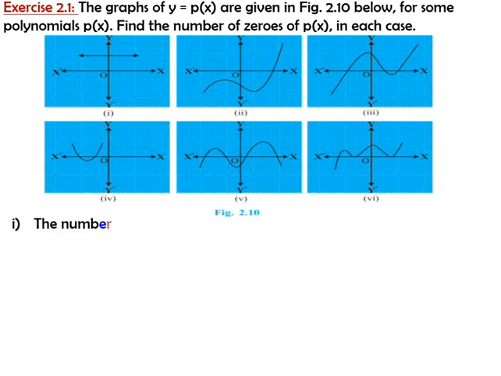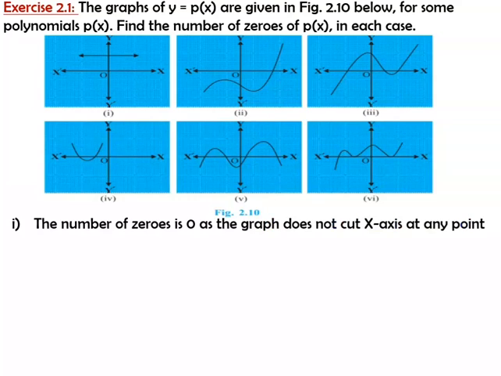Okay, first the number of zeros is 0. In the first subdivision, the graph does not intersect the x-axis. So the number of zeros is 0 as the graph does not cut the x-axis at any point.